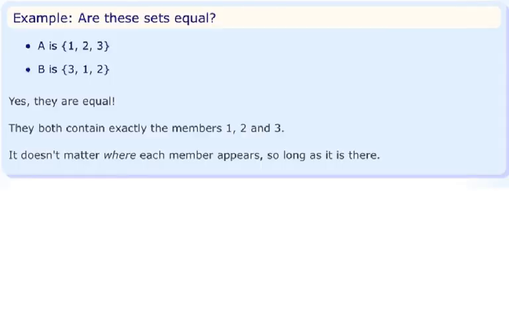Another example here. A is 1, 2, 3. B is 3, 1, 2. Yes, they are equal. They both contain exactly the members 1, 2, and 3. It doesn't matter where each member appears, so long as it is there. The only way A wouldn't be equal to B unless I stick 4 there. So therefore, B would have 3, 1, 2, 4, and A would have 1, 2, 3. So they would not be equal. But in this case, they are equal.